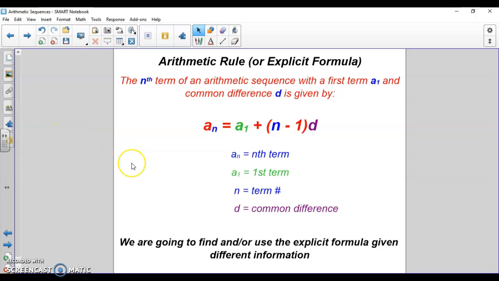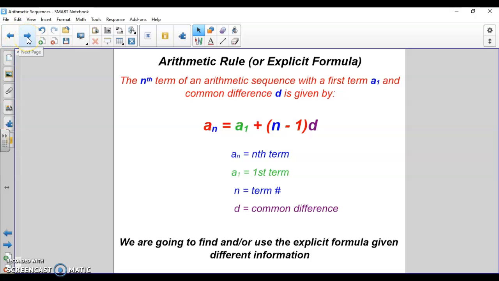The general rule for an arithmetic sequence is a sub n equals a sub 1 plus n minus 1 times d. A sub n is whatever term you're talking about, just usually a general term. A sub 1 is the first term in the sequence. N is the term number. Notice they're both in blue. Those are going to be the same numbers there. D is the common difference. We're going to be using general information to find the explicit formula in different scenarios. That's it.